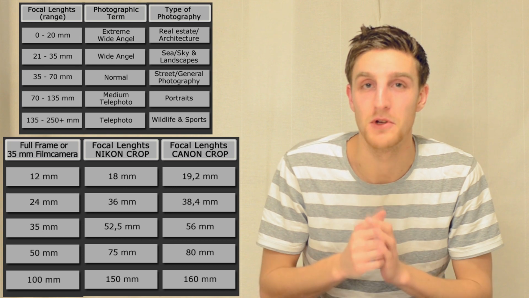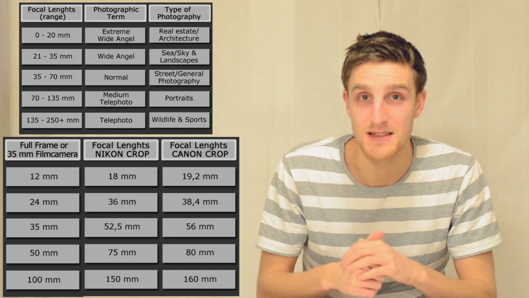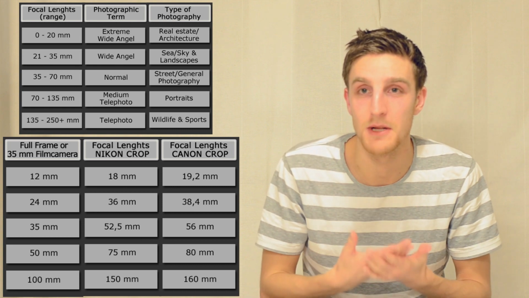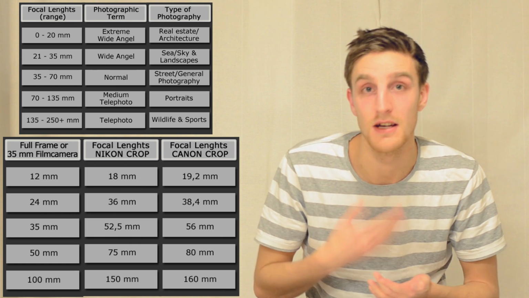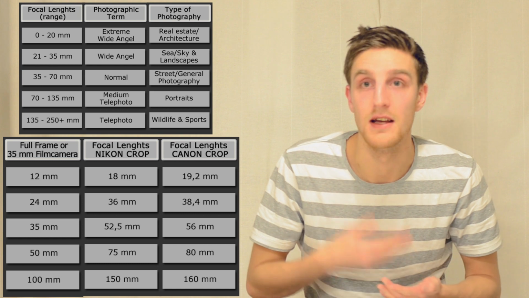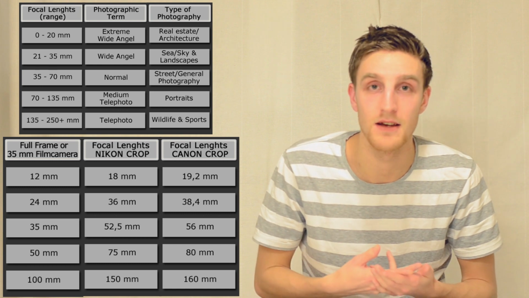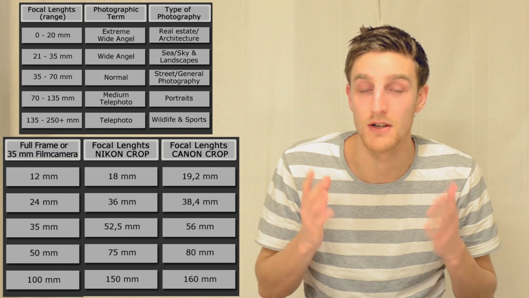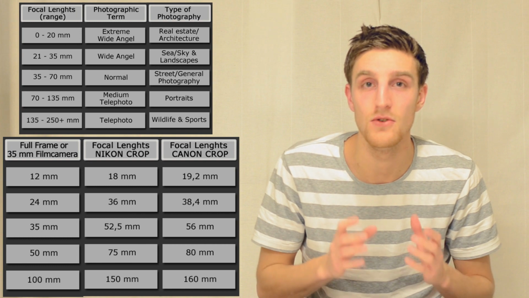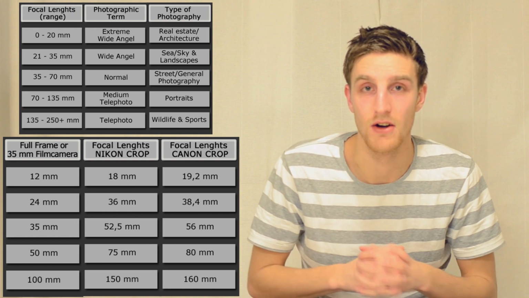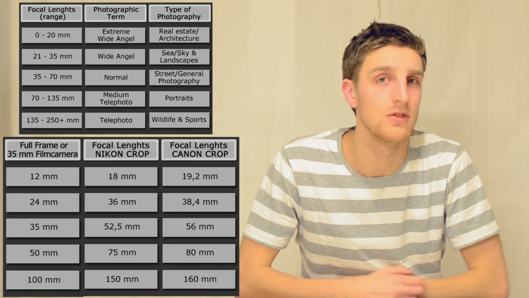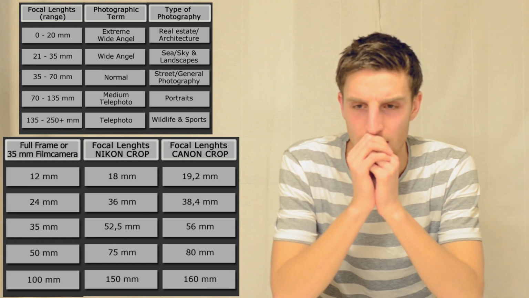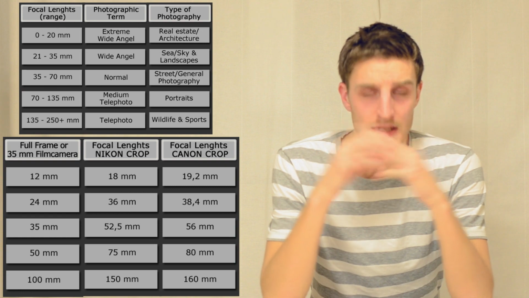It's multiplied by 1.6. So if you're shooting at 50 millimeters on a Canon, it's 80 millimeters. If you're shooting on a Nikon, as we said, it's 75. And if you're shooting with a Sony or a Pentax, I think the crop factor is 2x, so it's 100. I'm not really sure. You can check it up if you want to.